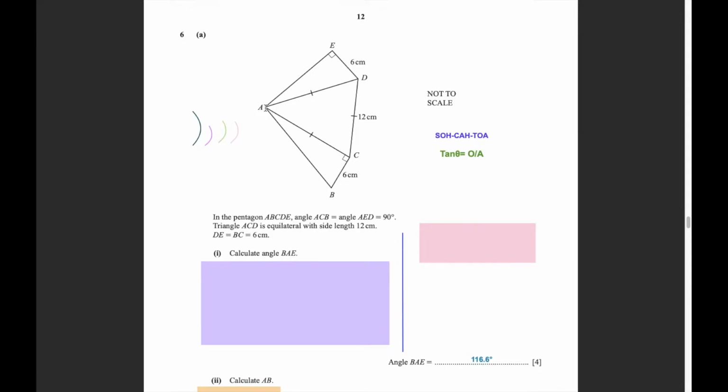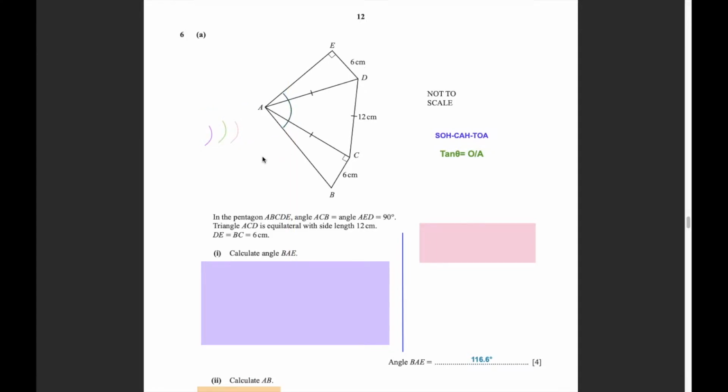Now triangle ACD is equilateral with side length 12 centimeters. That simply means that it has the same side length and the same angles, right? So DE and BC are both of length 6 centimeters. So they're asking us to find the angle BAE, this angle right here.